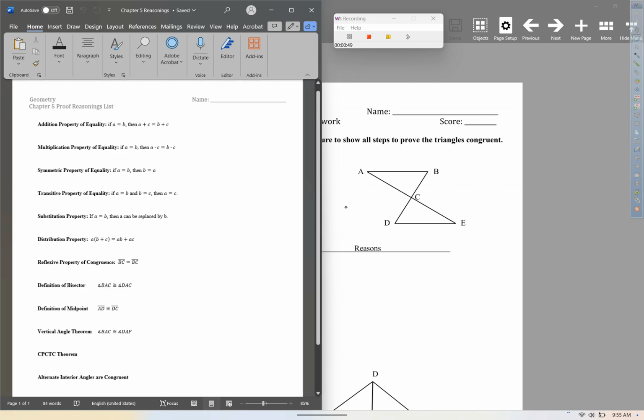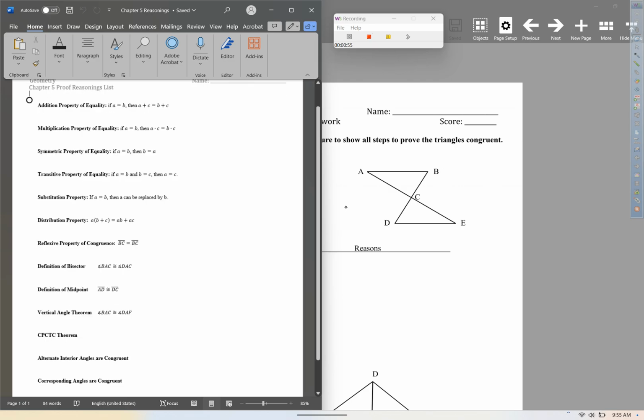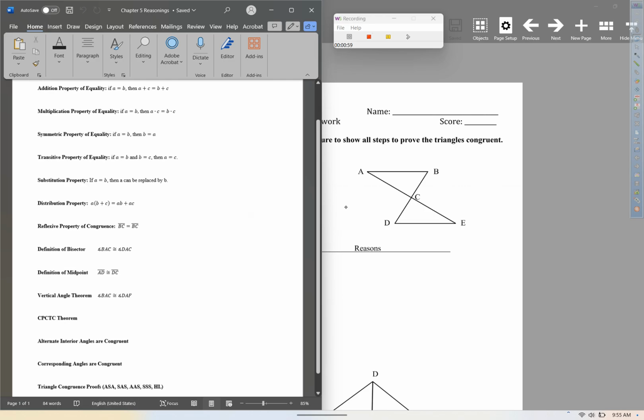We have addition property of equality. That's when you add something to both sides. Multiplication property. That's when you multiply or divide something to both sides. Symmetric property of equality. That's when you have to flip-flop. Say it says x equals 3, we have 3 equals x. Transitive property of equality. That's when 3 things equal each other. Substitution property, when we plug something in for something else. Distributive property is when we distribute.